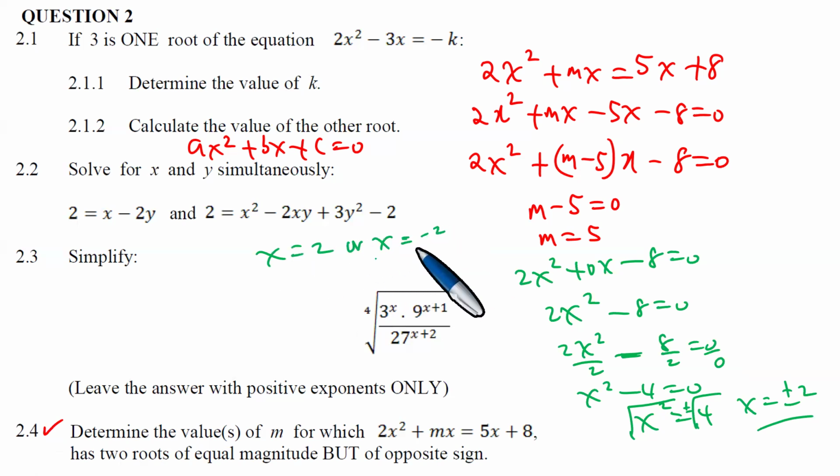So these are two roots of equal magnitude but opposite signs, because we have 2 here and minus 2, and these are obviously of equal magnitude 2, but they're of opposite signs. One is plus and the other one is what? Is minus. So this is what you're supposed to do. But obviously, we continue.